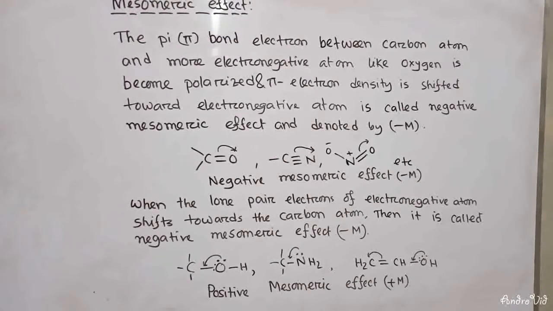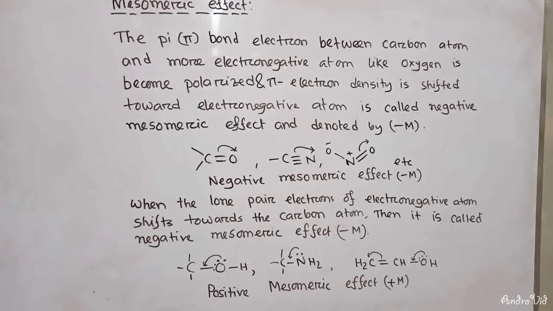Mesomeric effect. The mesomeric effect is completely related with pi bonded electrons or the lone pair of electrons, whereas the induction effect was related with sigma bonded electrons. It is denoted by capital M and can be of two types: negative mesomeric effect and positive mesomeric effect.